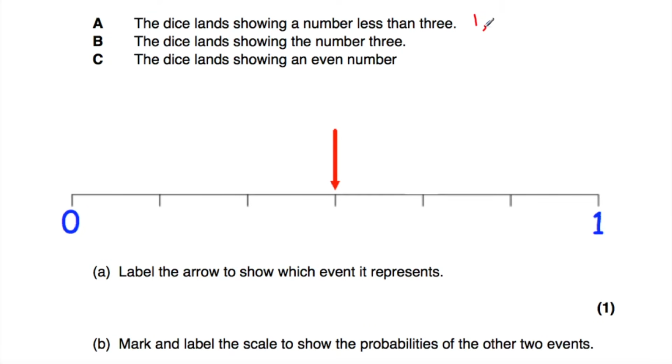Well, that would only be a 1 or 2. So that would be 2/6 because 2 out of the 6 have got numbers less than 3. B, the dice lands showing the number 3. Well, there's only one number 3 on the dice, so that would be 1/6. So only one of the 6 possible outcomes would work there.